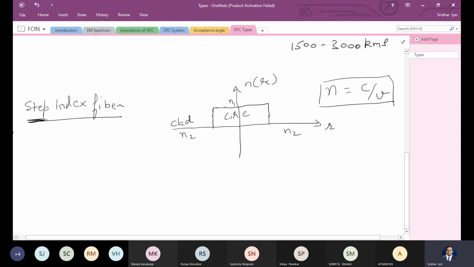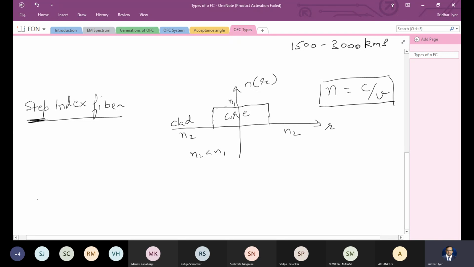Okay, so if you have a higher refractive index, the velocity is going to be low and vice versa. And in our case, we have assumed that N2 is less than N1. Therefore, the cladding is going to have a lesser refractive index. Therefore, the velocity is always going to be higher in the cladding.